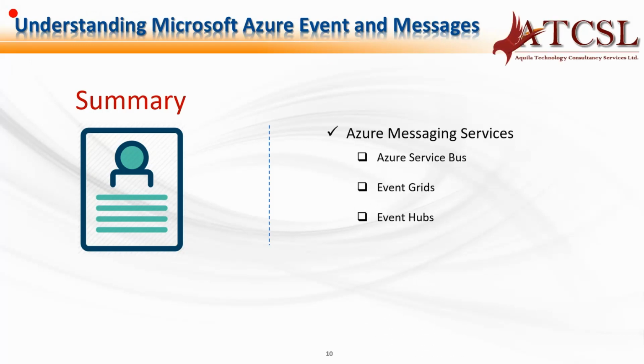In summary, what have we learned today? We learned about Azure messaging services and how Azure Service Bus, Event Grids, and Event Hubs play their role in eventing and messaging. We also saw how in certain scenarios, one or more services can be combined to achieve critical business operations.